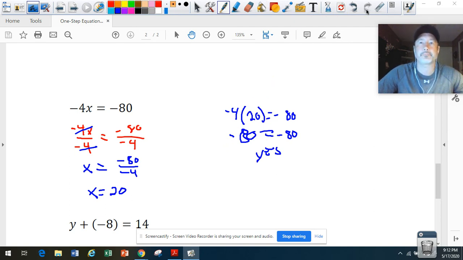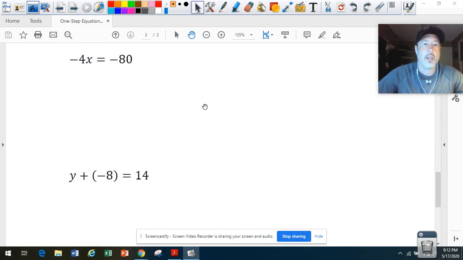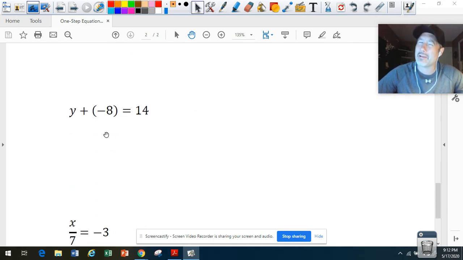Okay, here we go. Let's go down here to the next one. This is an addition one, but really it's sort of a subtraction one because we have y plus negative 8 equals positive 14. This is the same as y minus 8 equals 14. If you want to put this step in there to make your life easier, you can do that. So y minus 8 equals 14. What's the opposite of minus 8? Plus 8. So I'm going to have to add 8 on both sides.